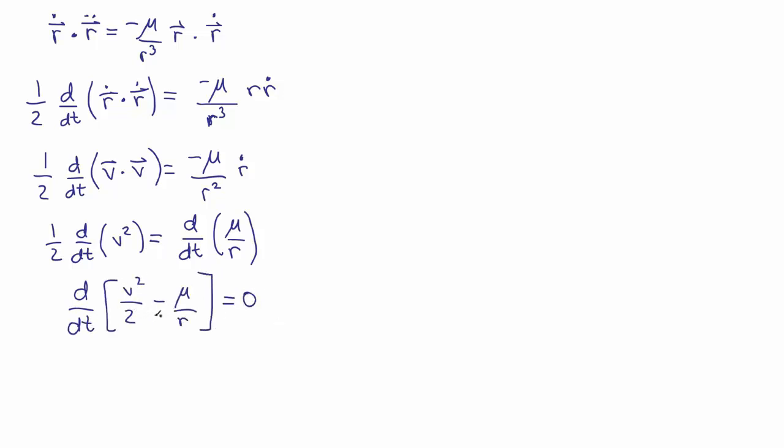So the derivative of this term with respect to time is equal to 0. Now, all we'll do is integrate both sides with respect to time, and we see that this term here, v squared over 2 minus mu over r, must be equal to some constant. And that constant we're going to indicate with an epsilon. The constant there turns out to be the total specific mechanical energy.